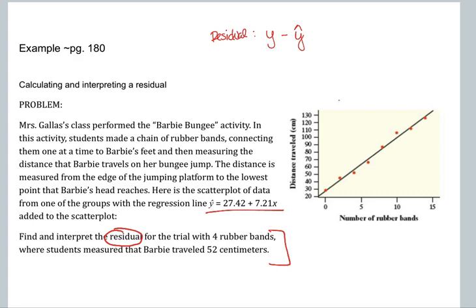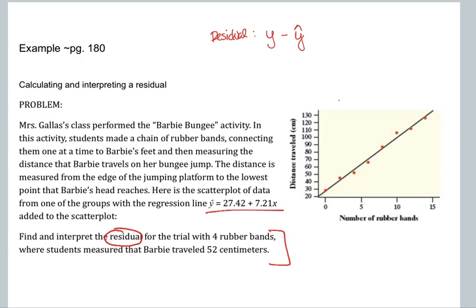What numbers did they give us? Just shout them out. Okay, what does 27.42 have to do with anything? Okay, does that tell us our actual y value? No, so guess what? We don't care about that right now.